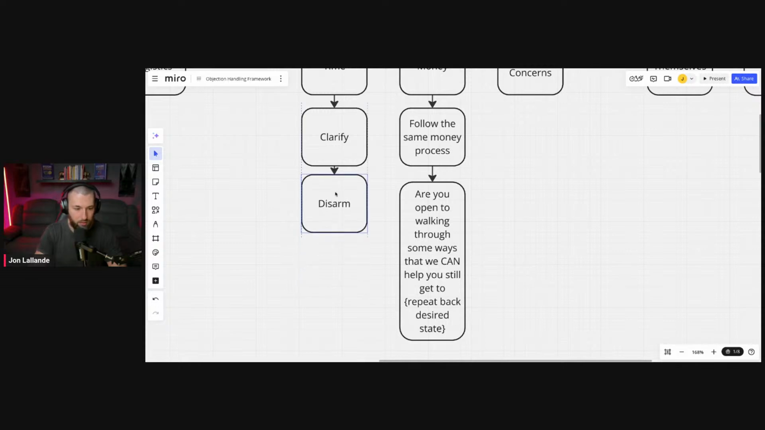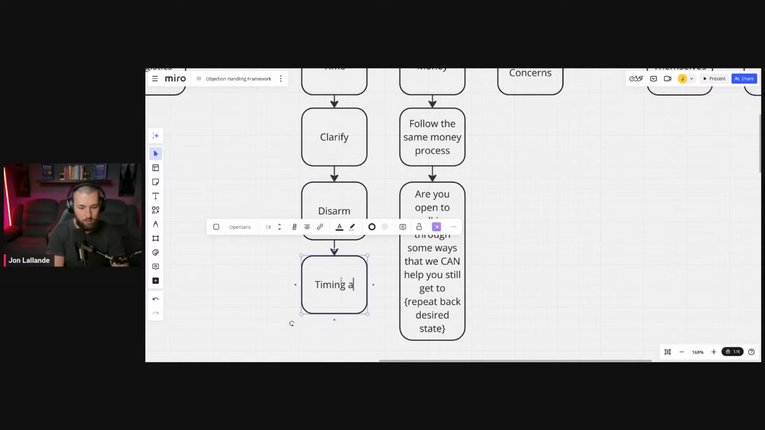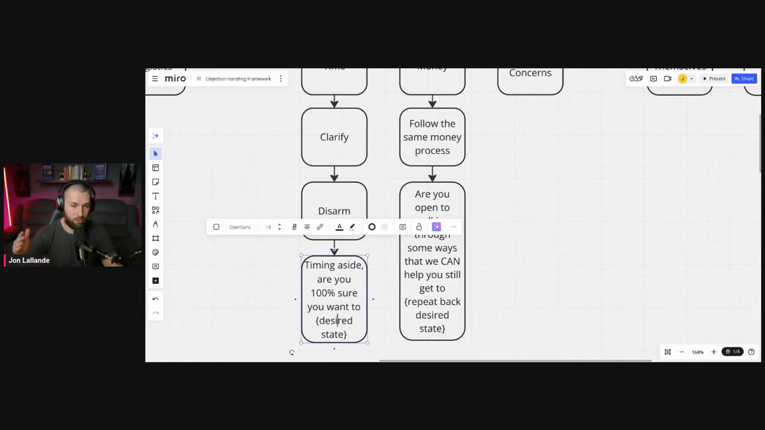Okay, certainly not a problem that you need to bring your dog to the vet. If it were my dog, I would probably do the same thing, right? So what we're going to do is now isolate the objection. Timing aside, are you 100% sure you want to, repeat back the result? I'm just going to start putting desired state here. You guys know what repeat back desired state means. So timing aside, are you 100% sure that you want to sell this house and not lose it to the foreclosure? Yeah, I'm 100% sure.